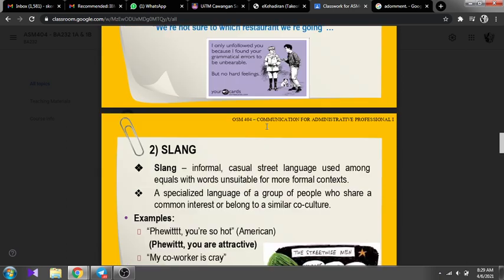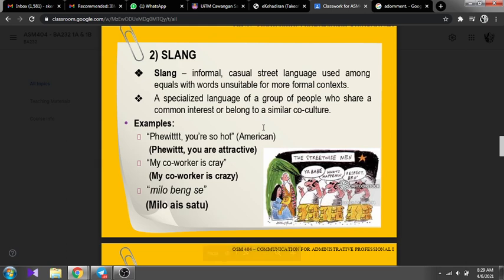Okay, slang. This is the most interesting topic. Slang is informal, casual street language used among equals, with words unsuitable for more formal contexts. Slang is mostly used when we are with our groups lah. It is a specialized language of a group of people who share a common interest or belong to a similar core culture, meaning that you are from the same places lah. Example, fee wit, you are so hot in America, meaning that you are attractive. My coworker is crazy. My coworker is cray. Okay, cray for crazy.